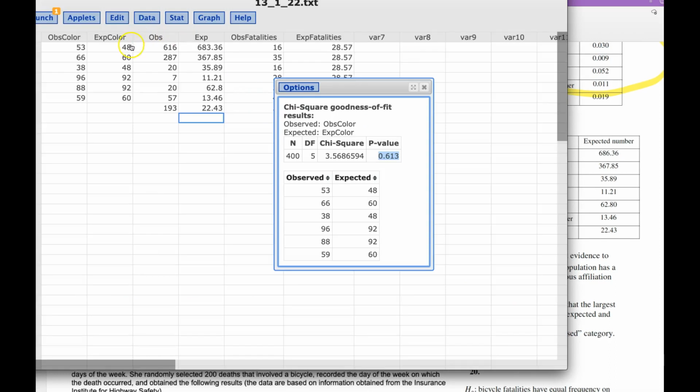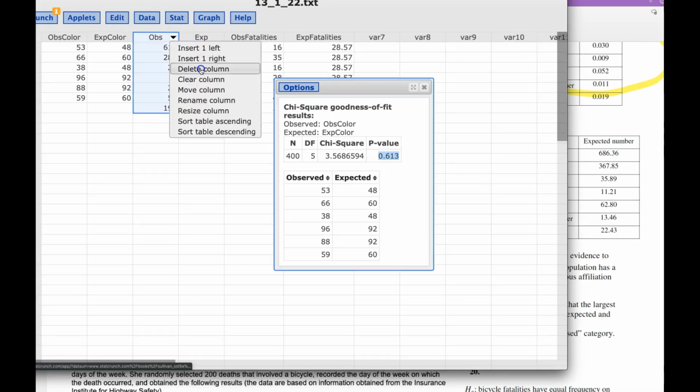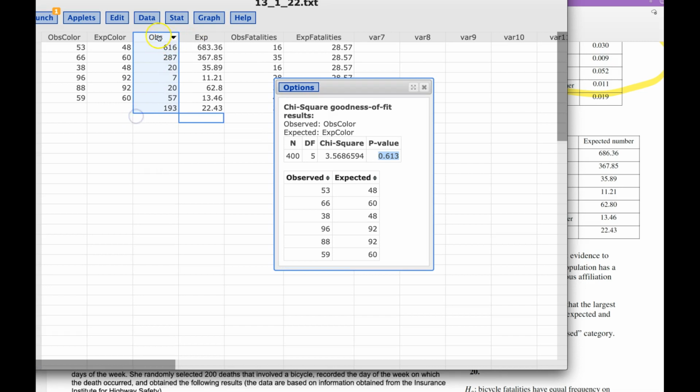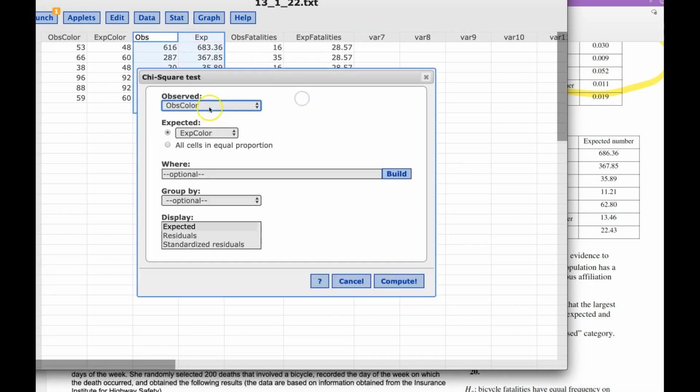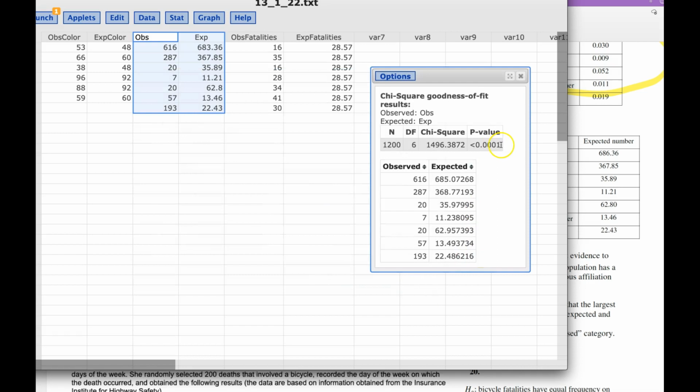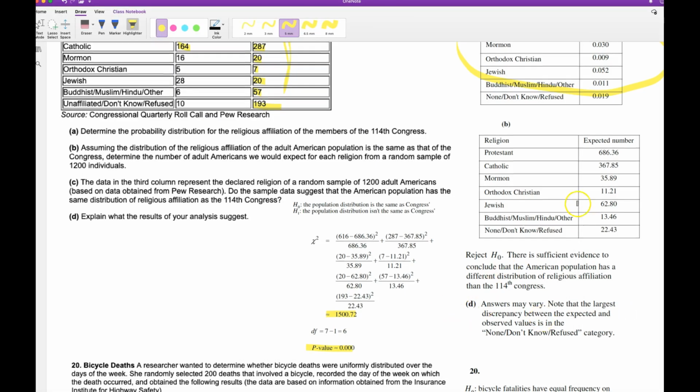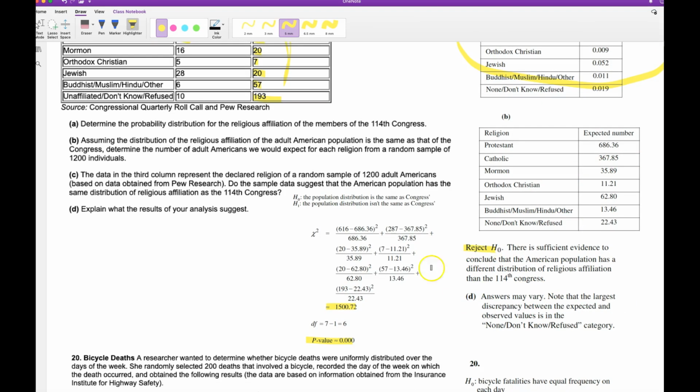Again, if we're going to do that in StatCrunch, here's observed and expected right here. You would run that again. Let's turn this to observed and expected. Compute, and you see you get, again, a p-value. It's really small, big chi-square. And so from there, again, we reject the null hypothesis.